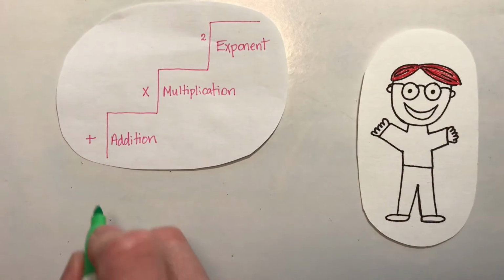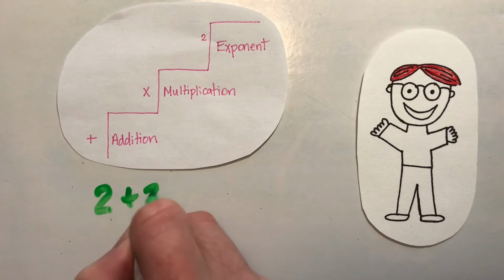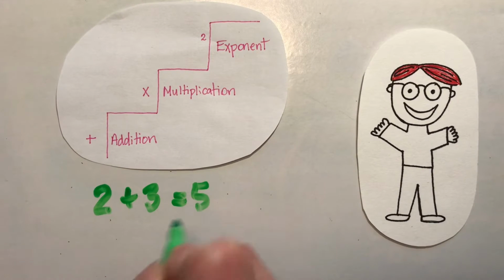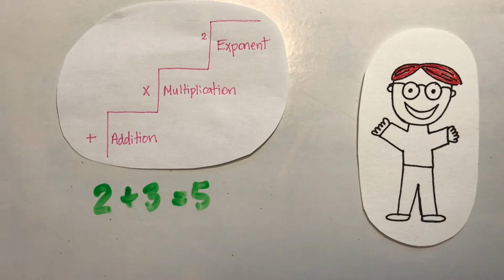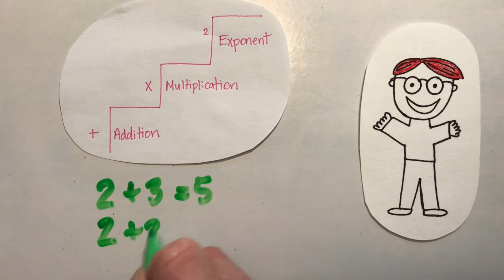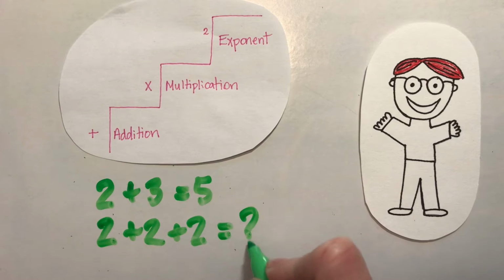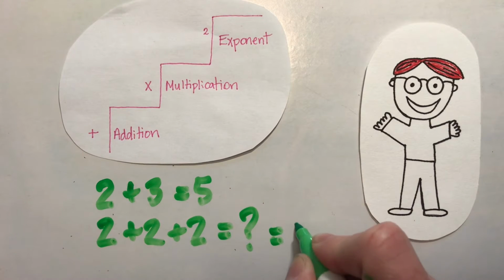Addition's a pretty simple place to start. We can look at questions back in the day like 2 plus 3, which equals 5. We're finding the sum of two numbers, or more. Afterwards, we make a connection that addition and multiplication have something in common. Multiplication is going to be repeated addition. So let's take 2 plus 2 plus 2, which is the same thing as saying 2 times 3.